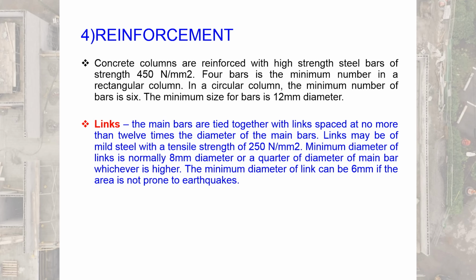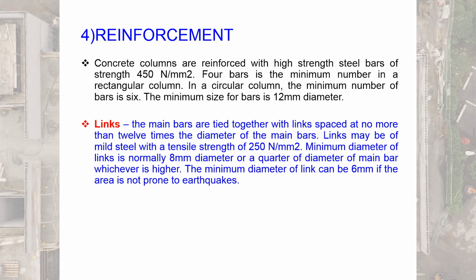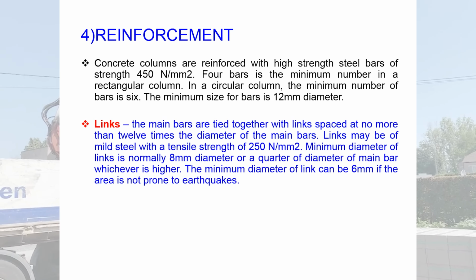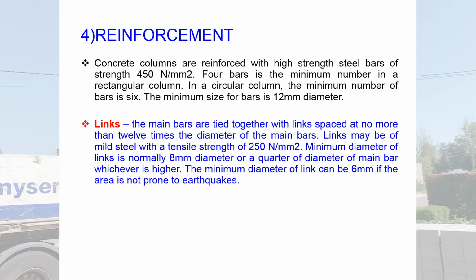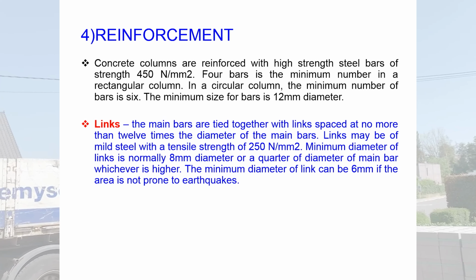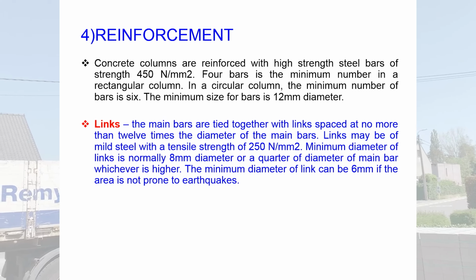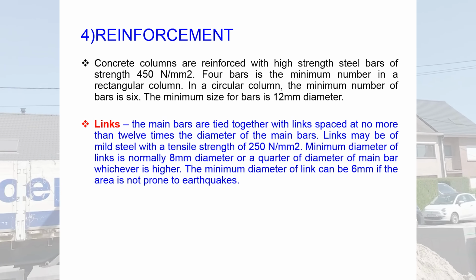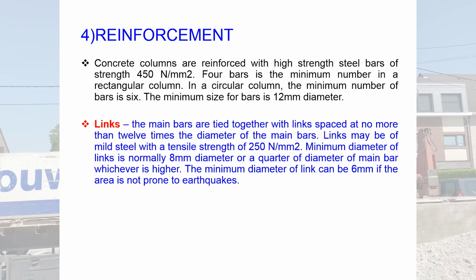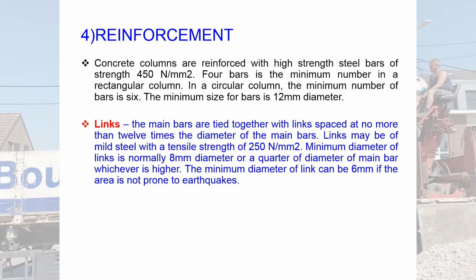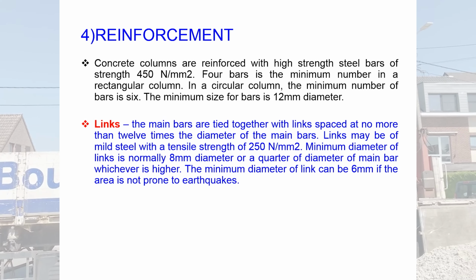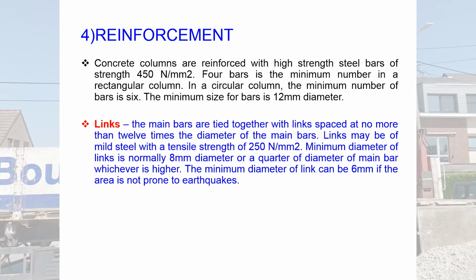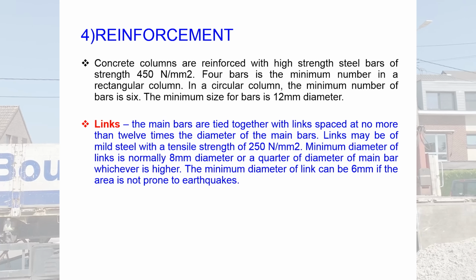Links. The main bars are tied together with links spaced at no more than 12 times the diameter of the main bars. Links may be of mild steel with a tensile strength of 250 newtons per millimeter squared. Minimum diameter of links is normally 8 mm diameter or a quarter of diameter of main bar, whichever is higher. The minimum diameter of link can be 6 mm if the area is not prone to earthquakes.